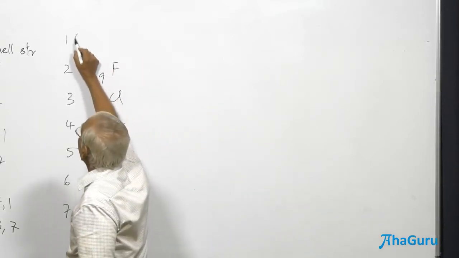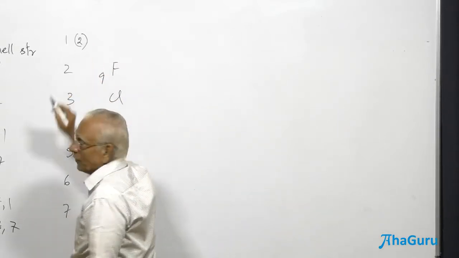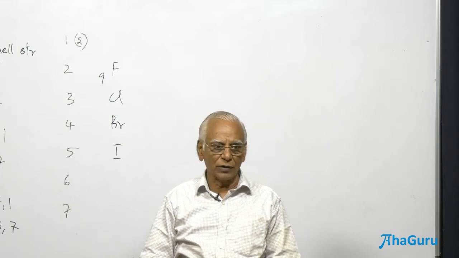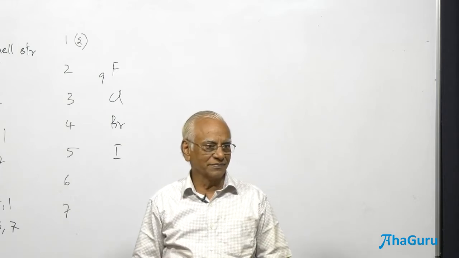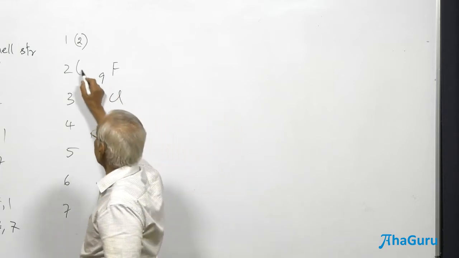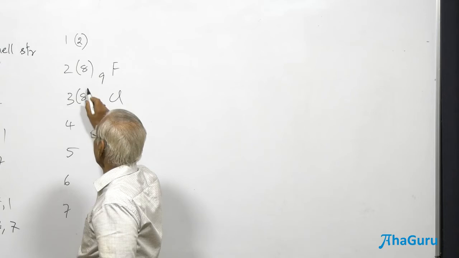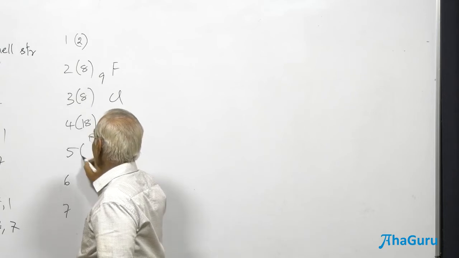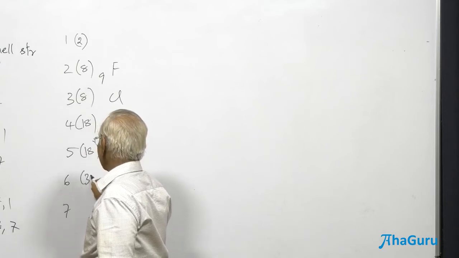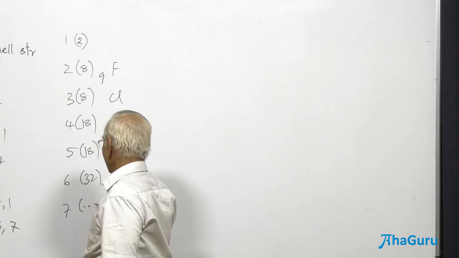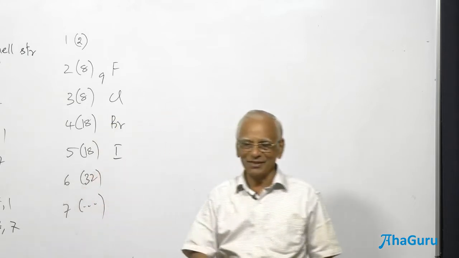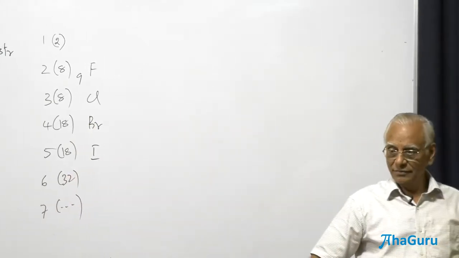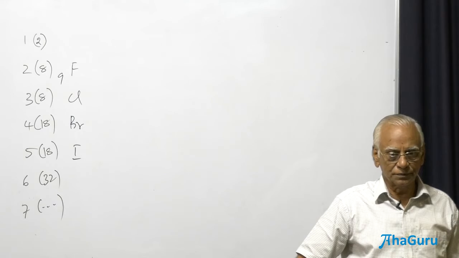How many elements? The number of elements are given in the bracket. First period has only 2 elements, hydrogen and helium. The second period has 8 elements, 8 elements, 18 elements, 18 elements, 32 elements. Incomplete. Let's say incomplete. Maximum it can get is 32.